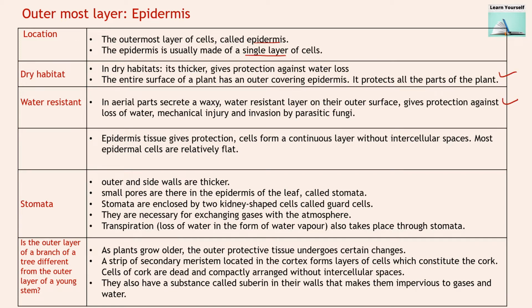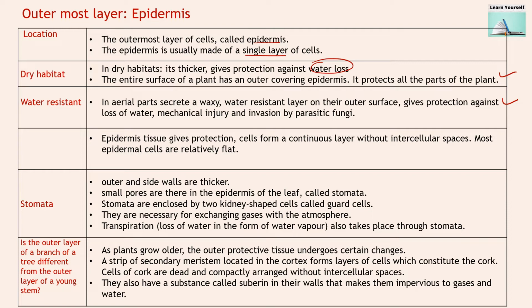For example, if the plant is in a dry habitat or in a desert, then water is the most important thing for the plant. In a dry habitat, the epidermis layer is thick, which will give protection against water loss, because water is the most important for plants in the desert area or in the dry habitat. So they will become thick and it will protect against water loss. The entire surface of the plant has an outer covering, and that is the epidermis.